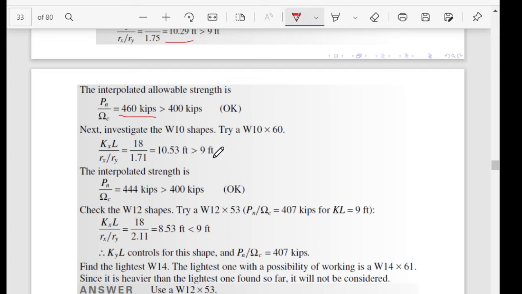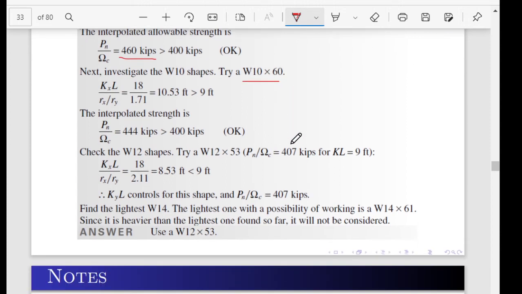Then greater than 9 feet, meaning the strong axis will govern. Then interpolate, since there is no exact value for 10.53, the interpolated strength is 444 kilopounds, which is greater than 400 kilopounds. So okay, W10 by 60 is okay. Again, let us check the W12 shape.